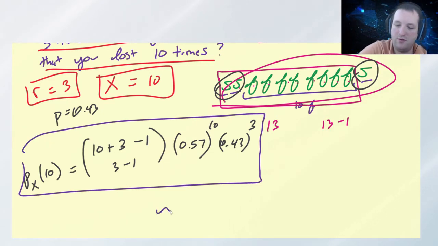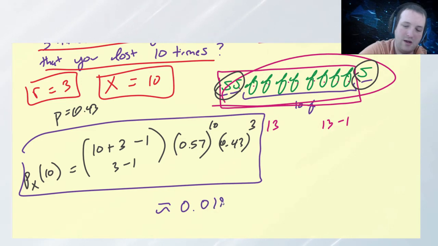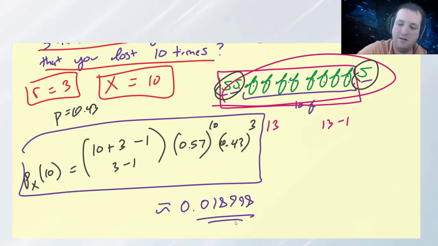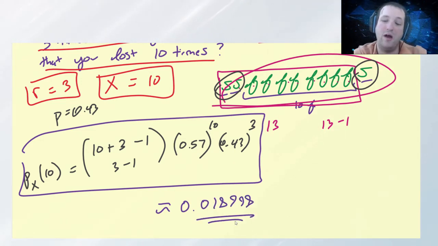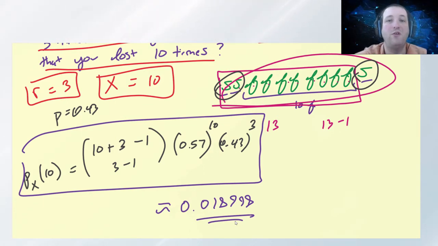And if you work those combinations and exponents out, you're going to get approximately 0.018998. So about a 2% chance that you actually lost 10 times in that game sequence, assuming that you stopped when you got your third win. So that would be an example of the negative binomial distribution. Now let's take a look at our 6th special probability mass function, known as the multinomial distribution.